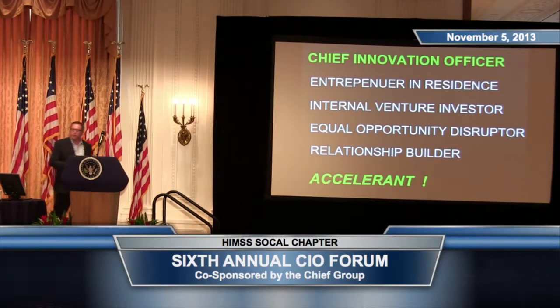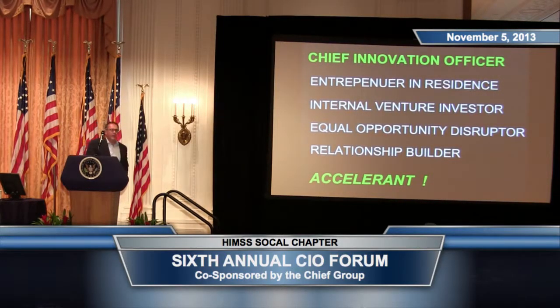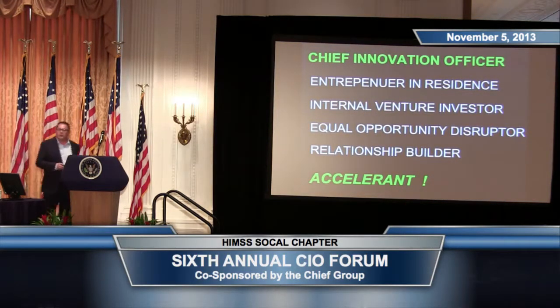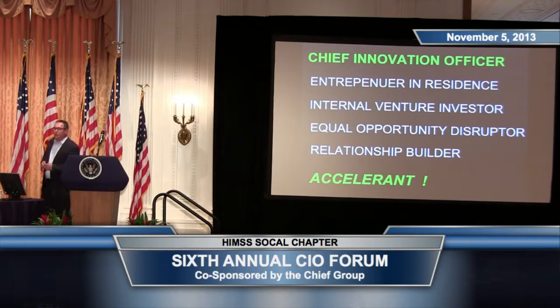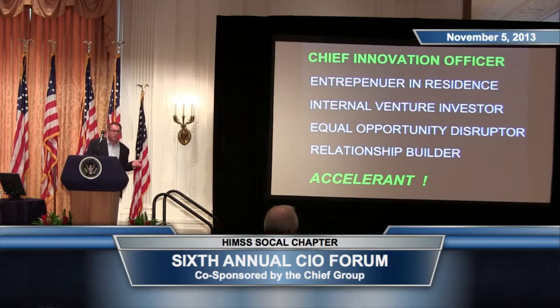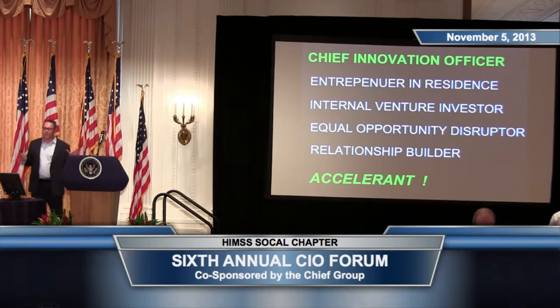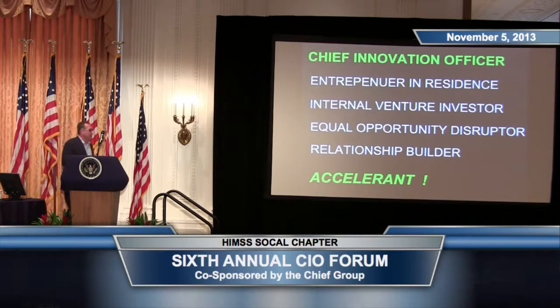So I am the entrepreneur in residence. I'm basically the internal venture investor for new ideas. What does that mean? I've got a pot of money, a discretionary budget, and a process for driving innovation where I can seed emerging ideas that come from inside the organization as well as externally. I'm the equal opportunity disruptor. I'm going to put up an org chart so you'll see where I'm positioned. I have the ability to disrupt the entire enterprise with new ideas. And I'm a relationship builder both externally and internally.